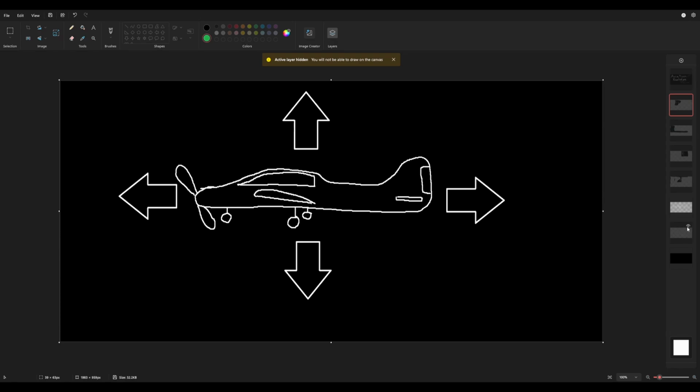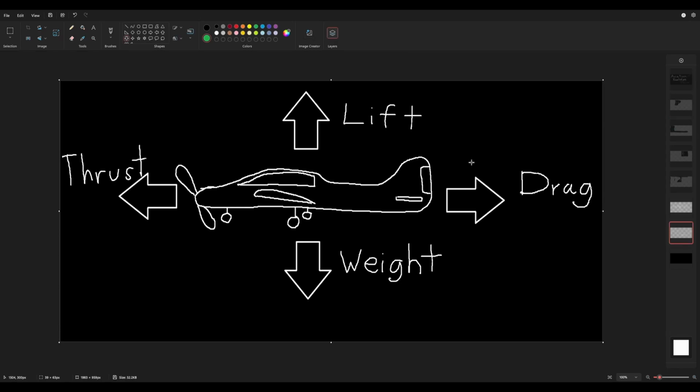So the names of the four forces are as follows. You've got lift, weight, thrust, and drag. So starting off, lift is going to be our upwards force. This force is going to be generated by the wing of the aircraft. This is what allows us to fly. This is what climbs us up into the sky.